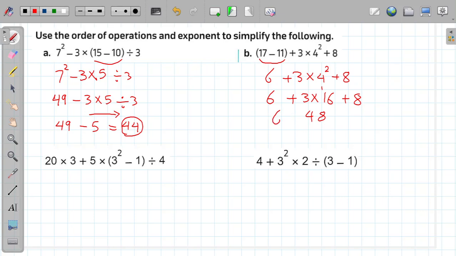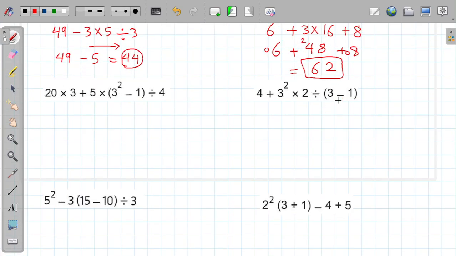So it will be 6 plus 48 plus 8. So 6 plus 8 equals 14, and 14 plus 8 equals 22. So I will write 2 and carry up 2. So I have here 0 and I have here 0. So 2 plus 4 equals 6. So the final result will be 62.